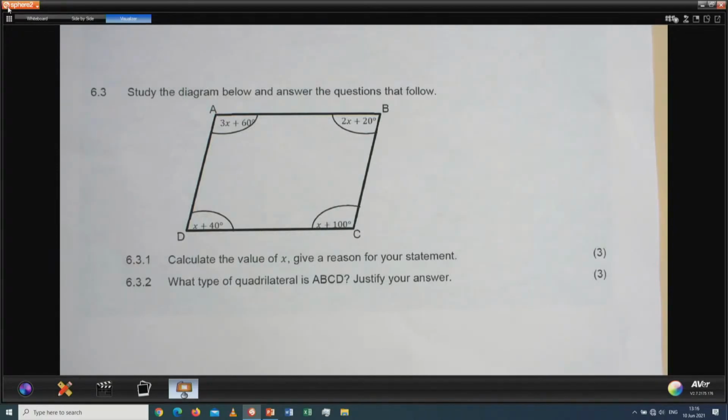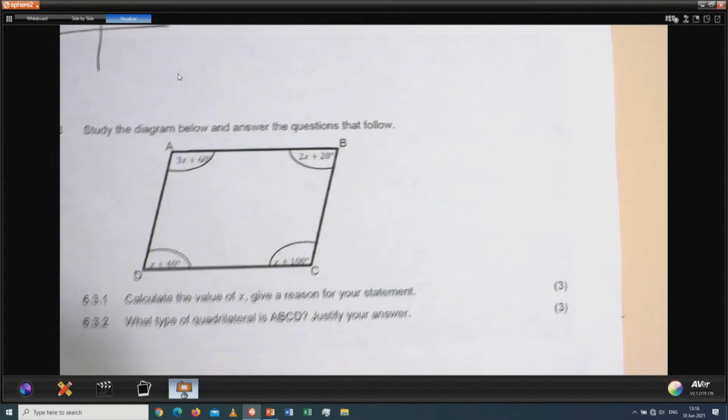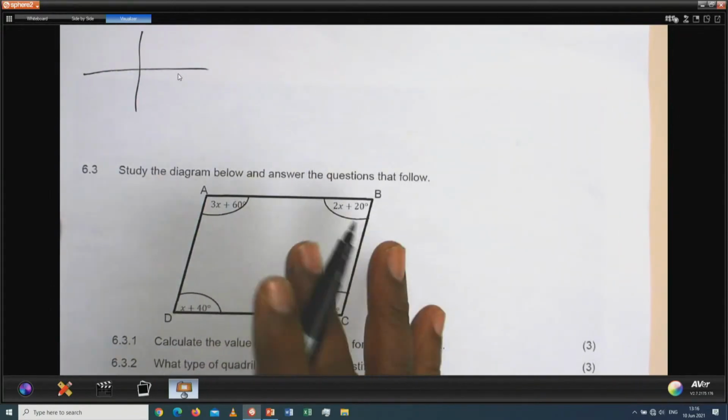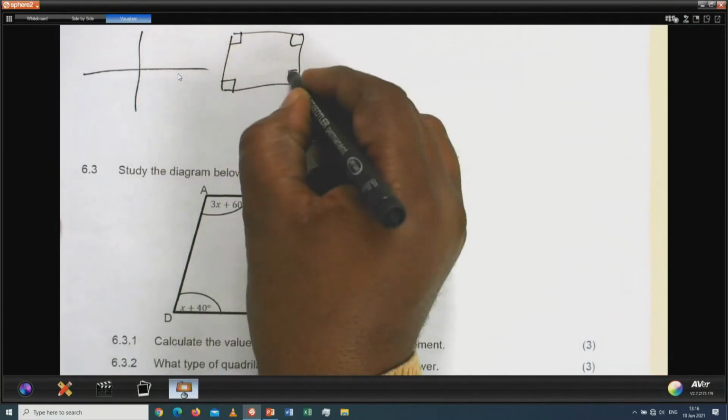Right? What type of quadrilateral? Now, it looks like a parallelogram. You see, in maths, it's not a matter of what it looks like, but what it is. Now, we use our general knowledge. Remember when we started with a rectangle. Remember that knowledge is important.